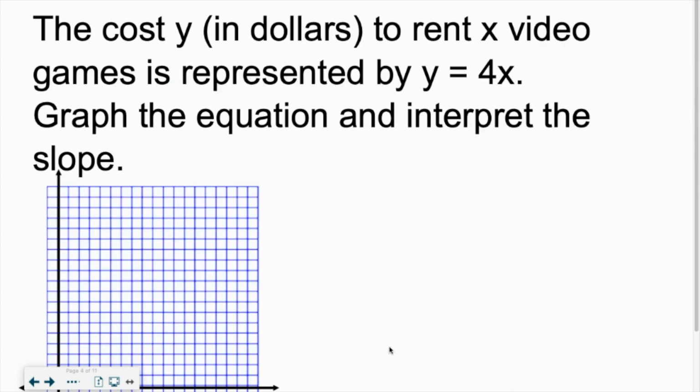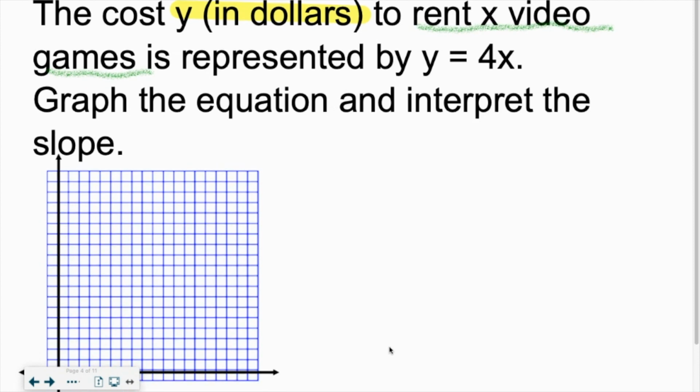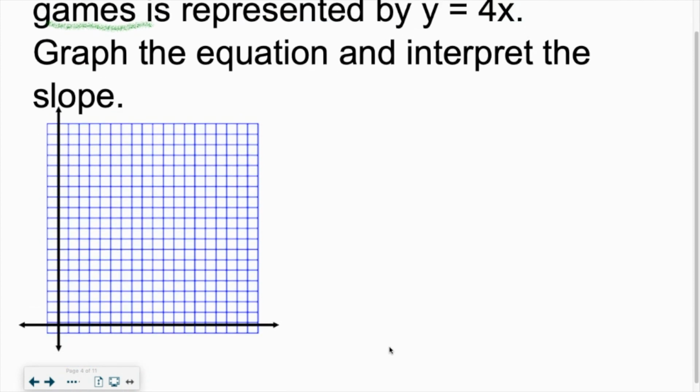When we talk about it here, we've got the cost in y dollars. Always kind of nice to know what our variables stand for. So y is going to stand for dollars. And then our x stands for video games, or games. And they give us a lovely equation right there of y equals 4x. So we're going to use this, and it says to graph the equation and interpret the slope.